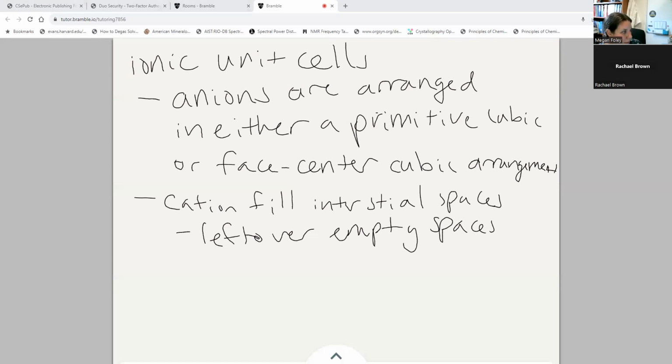I'm trying to find the correct image. Oh, yeah, it's right here. Working on this earlier.